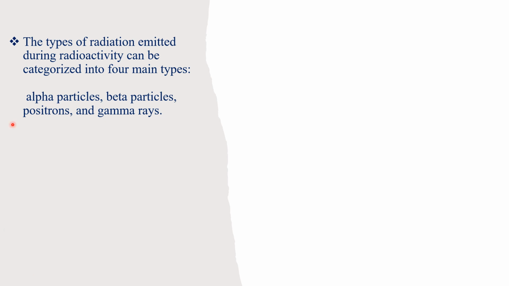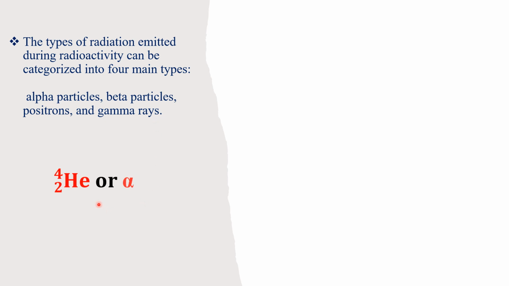The radiation emitted during radioactivity can be categorized into four main types. Three show particle behavior, and the other one is radiation. Alpha particles, beta particles, and positrons are particles, and gamma rays are a type of electromagnetic radiation. Let's talk about them one by one.